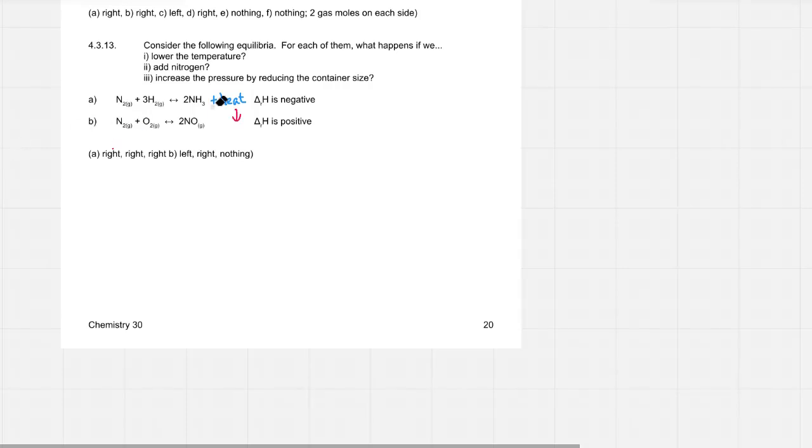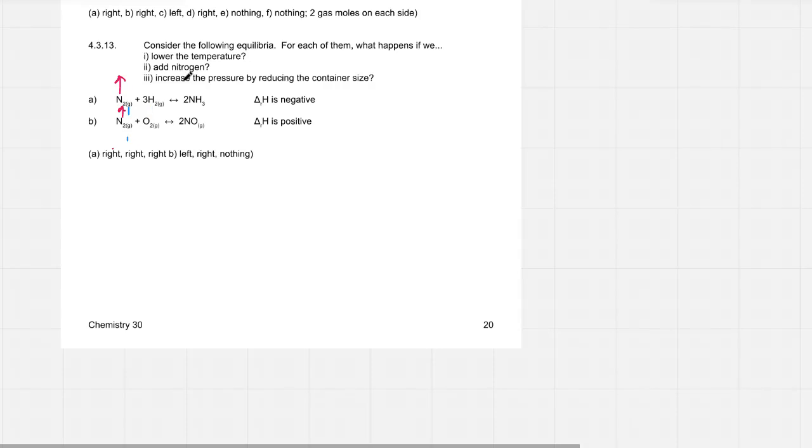As for adding nitrogen, I asked these in a funny order. If we add nitrogen there and there, well, they're both on the left side. Both systems are going to see too much nitrogen, and they're both going to go down on the left to use up the nitrogen, up on the right. So both systems will shift right from adding nitrogen.